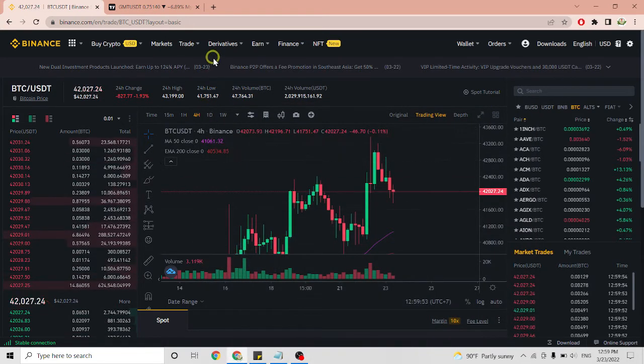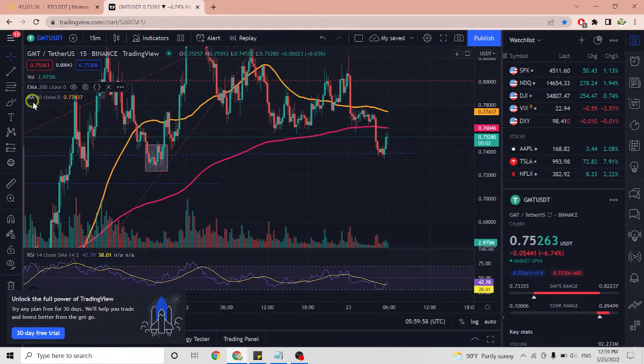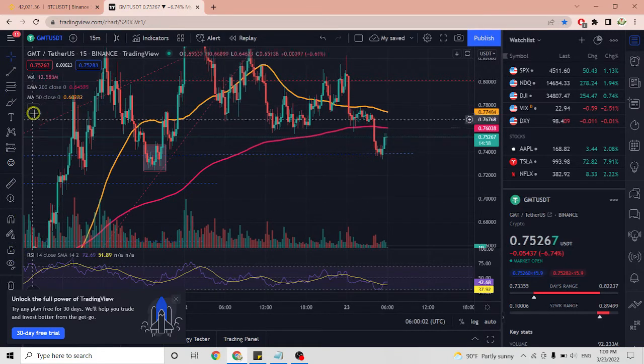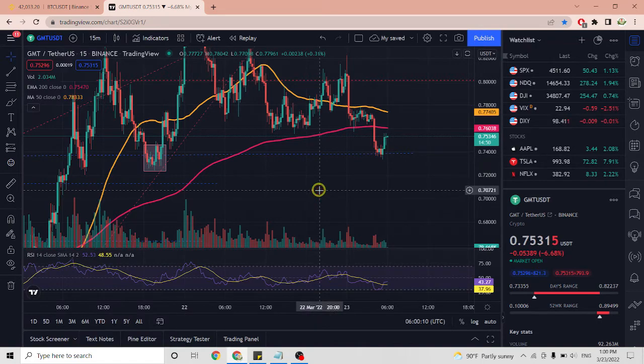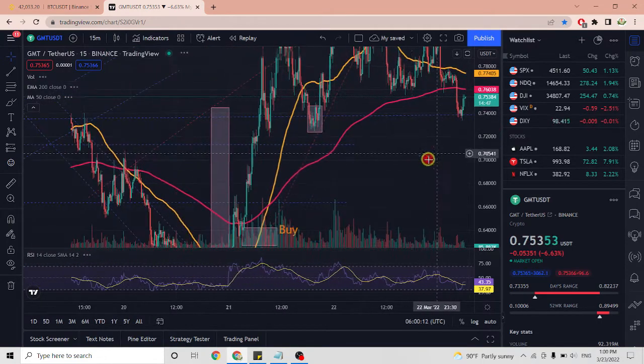So I recommend you to use TradingView, so you can sign in to this TradingView. Okay, you can sign in here. I already signed in. Yeah, it's free. It's free, you can use it forever. Okay, so uptrend. What is uptrend?